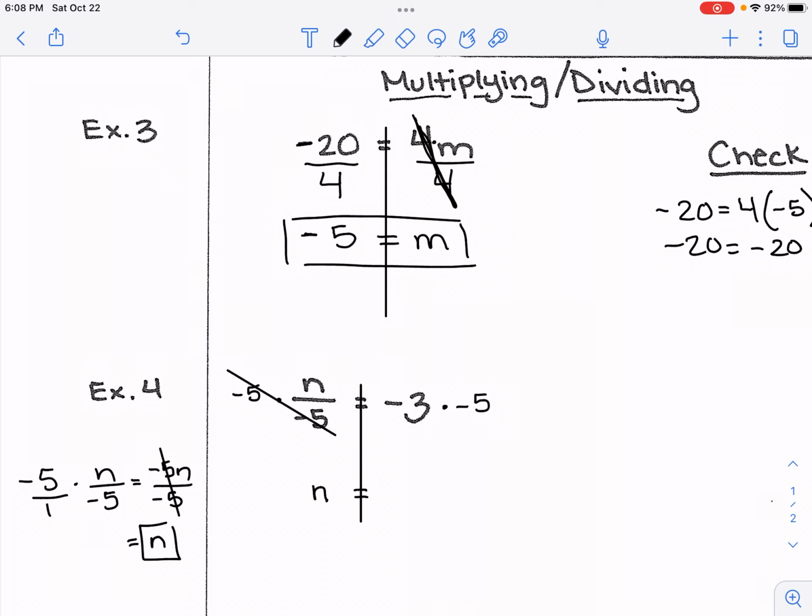On the right side, we can simplify that. Negative times a negative, the signs are the same, so it's a positive. And 3 times 5 is 15. I'll let you check this problem, but our final answer here is n equal to 15.